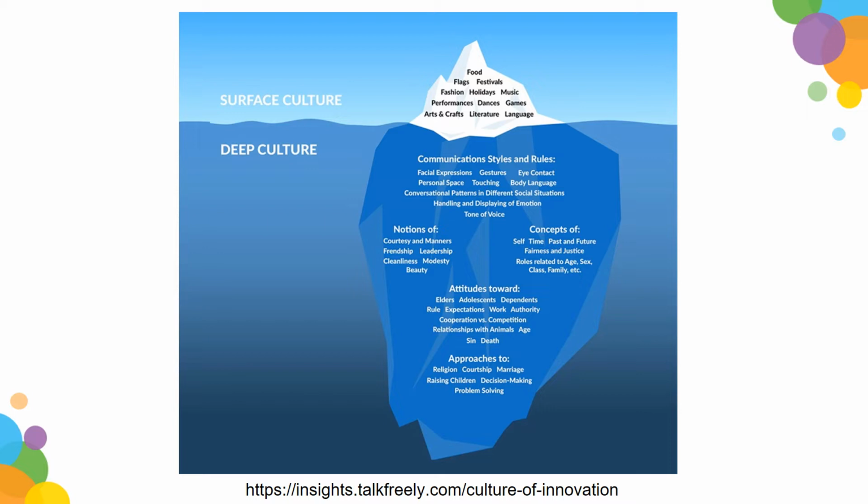So this includes things like facial expression, body language, rules related to personal space and touching and eye contact, conversational social norms, and tone of voice. And then a little deeper from the surface of the water includes perception of manners, friendship, what leadership means, beauty, and the concepts related to one's place in the world, ego, concept of time, what's fair and just, gender roles, age roles, family roles, and class roles. And then even deeper underwater includes some of the most foundational things like the attitudes towards the role of elders, rules, authority, work, sin, death, and the group's approach towards religion, courtship, marriage, raising children, decision making, and problem solving.